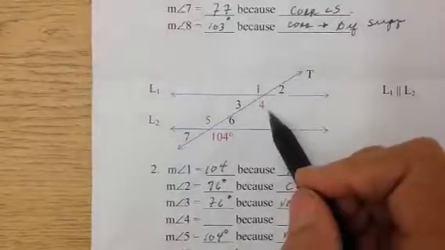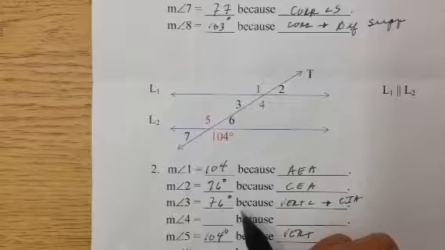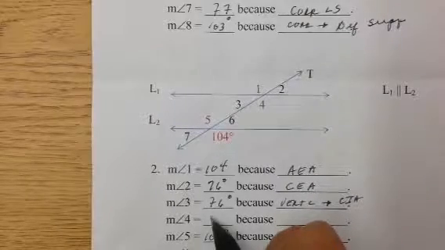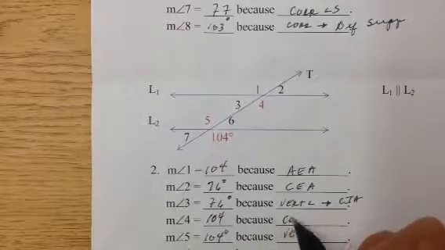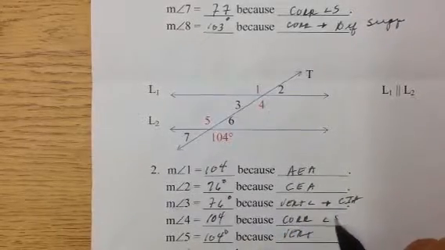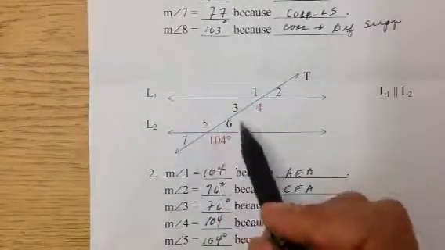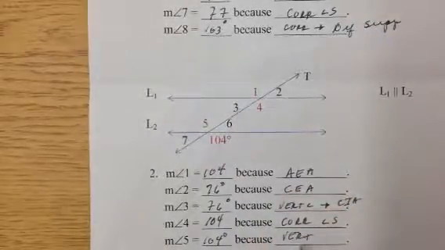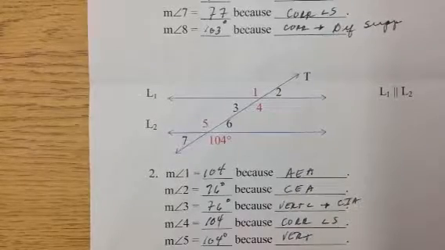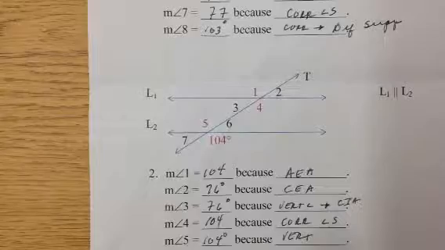All right, let's look at angle 4. Notice they're on the same side. These are going to be corresponding angles, so they're going to be the same. And we've already said that angle 5 and this angle are vertical angles. All right, angle 6, notice that these are supplementary angles by definition. So that means this is going to be 74 degrees.